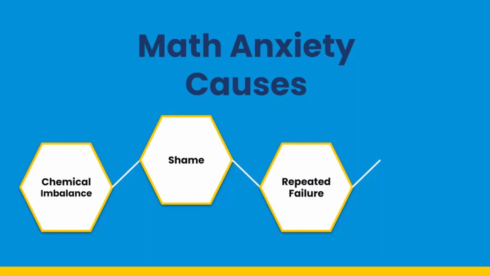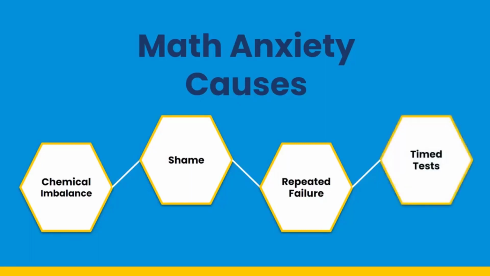This is where they're like, I'm not going to school anymore. You can't make me. It's that kind of stuff from that repeated failure. And then lastly, we have the issue of timed tests. Again, our students with dyscalculia, it takes them up to 50% longer to process something than the average student.